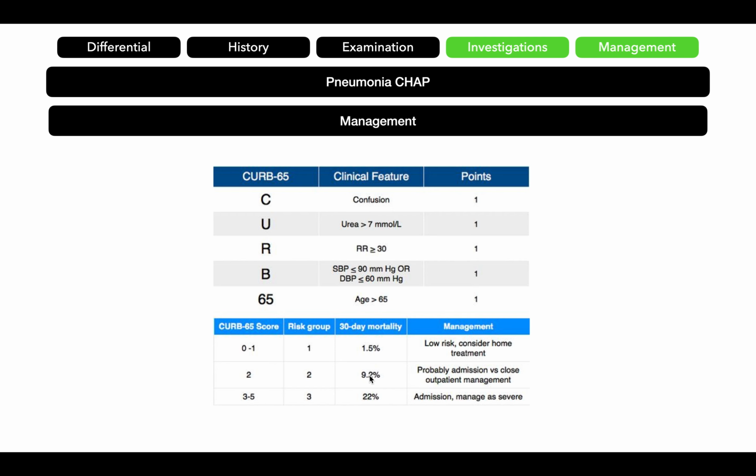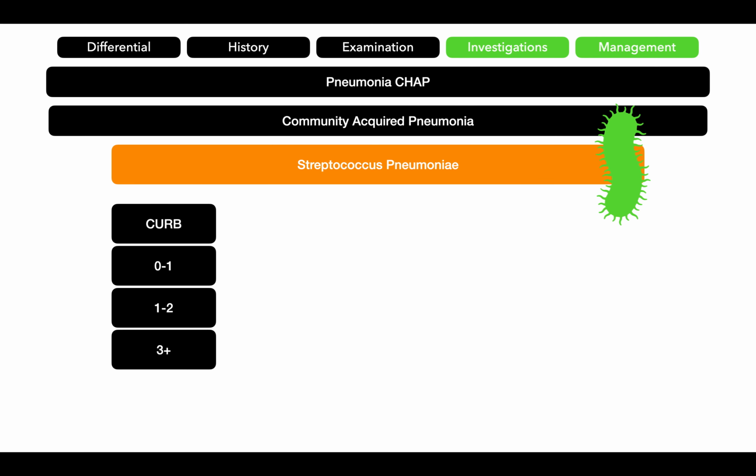Risk 2, 1 in 10 will die within a month, so you should probably admit them and keep an eye on them with an outpatient follow-up. But 22% die at 30-day mortality if it's 3 to 5. So the patient needs to be admitted and management is severe. They might need to step up to critical care.